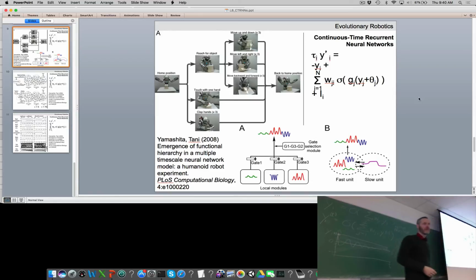Do you know when the Roomba was commercialized? Let's see, 2002, 2003, somewhere around there.